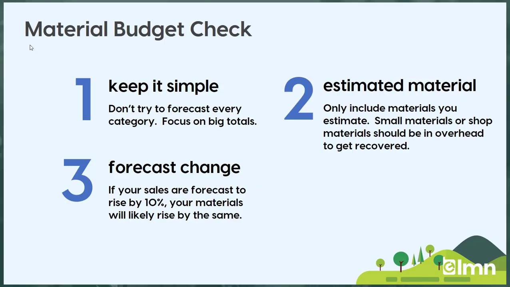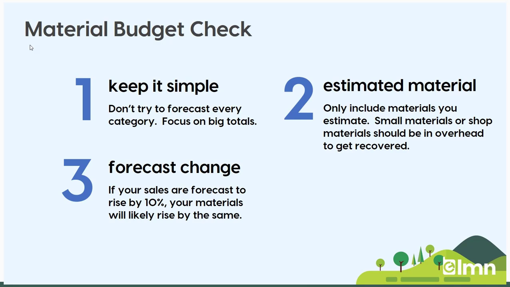So here are some quick tips and tricks on getting your material budget right. Number one, keep it simple. Don't have 25 material forecasts for every type of material. We don't know exactly how many cedar fences we're going to sell at the beginning of the year, so it's hard to even guesstimate. Let's just forecast it in grouped totals. We'll keep it simple. Again, that 1 to 5 rule, 1 to 5 line items in your material budget, that's about the right amount.